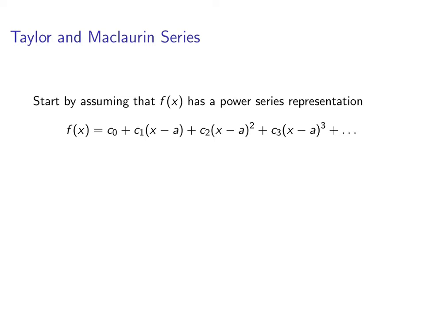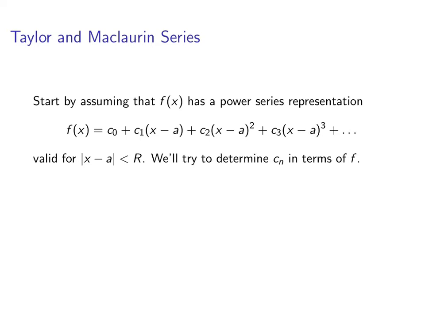So what we're going to do is start by assuming that our function f of x has a power series representation and that it looks like this, the usual sort of thing. And that this representation is valid as long as the absolute value of x minus a is less than R. We're going to try to determine c sub n in terms of f. So the known function is f, what's unknown is these coefficients.